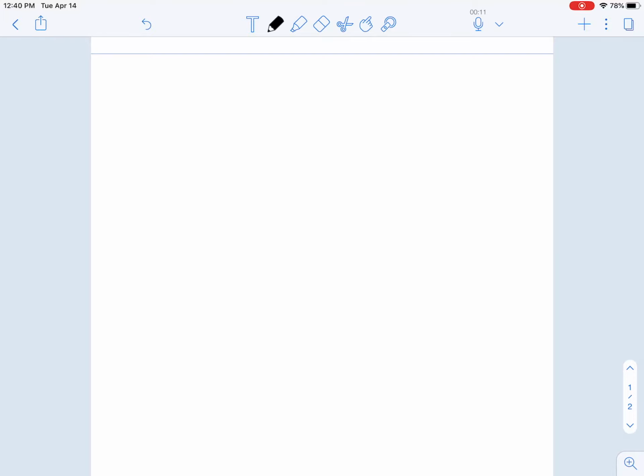Alright, let's draw this triangle. Oops. That's not a triangle, that's a square. I don't know why it's giving me another. There we go. I got my triangle. Okay, and my little 90-degree angle goes here.